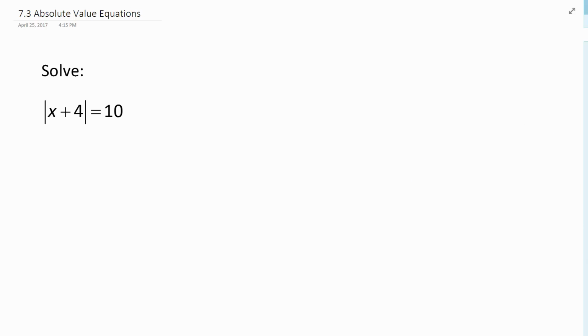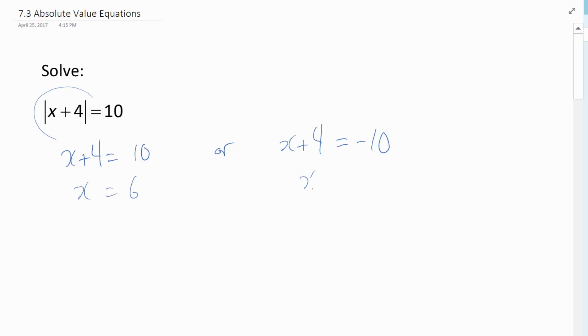Either x plus 4, whose absolute value we are taking, is equal to 10, or x plus 4 must be equal to negative 10. Whatever's inside the absolute value signs has to be equal to either 10 or negative 10. Then we can work through both of these linear equations quite simply by subtracting 4 from both sides, getting x equals 6, or x equals negative 14.